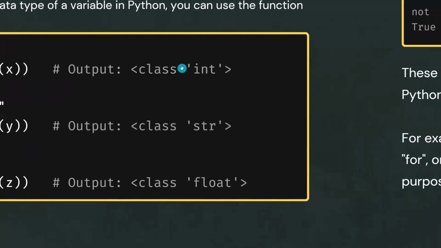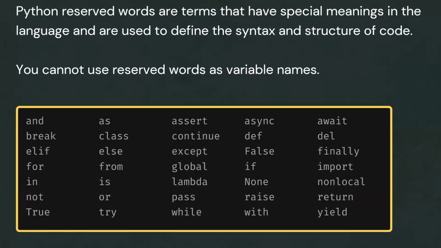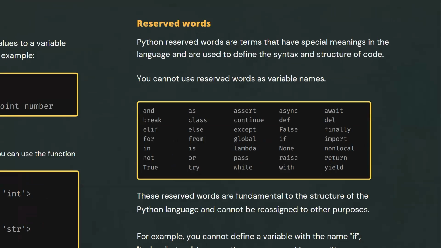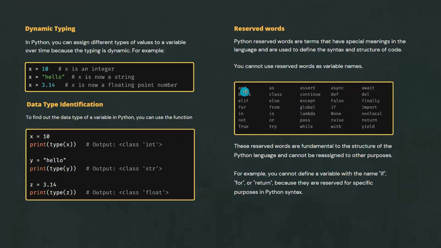So let me just give you a quick heads up. These are actually the reserved words that you should never use. Like you should never use and, as, assert, async. So these are the keywords that you have to keep in mind whenever you're creating a variable, and check whether it is a valid name in Python or not. And then you can go.